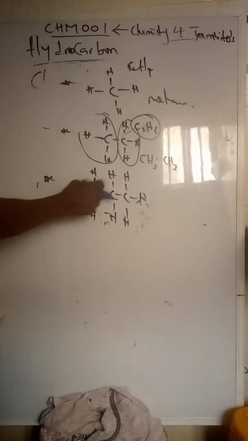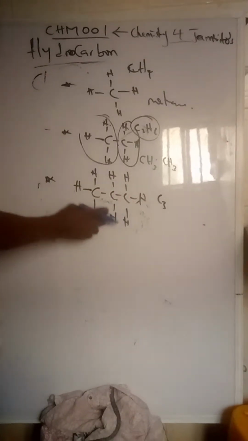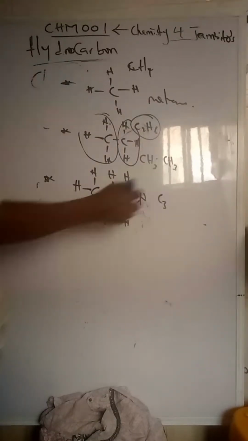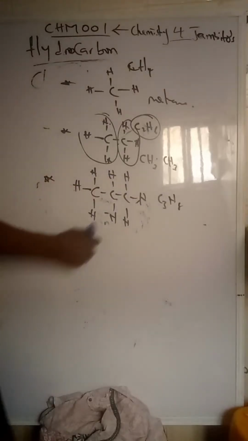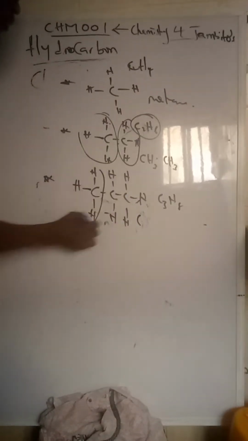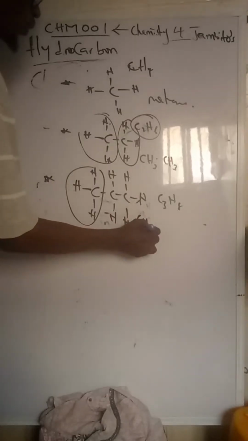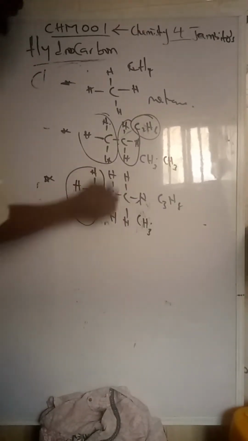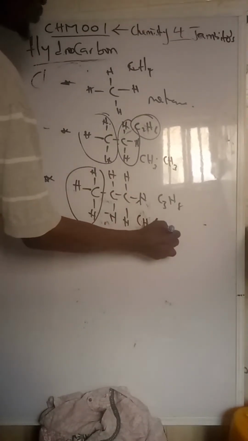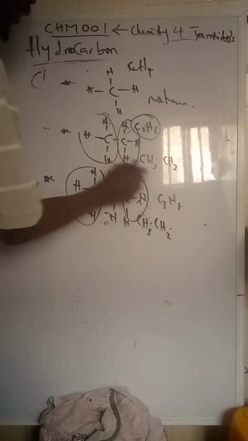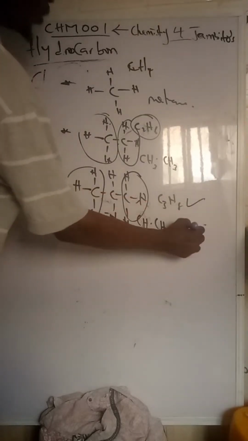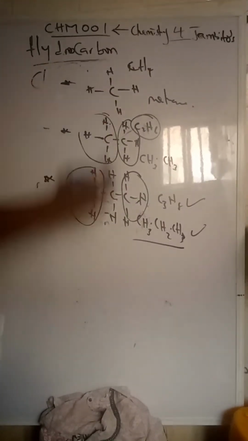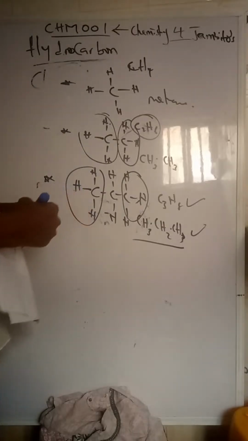Let's count. We have 3C, that's C3. Then how many hydrogen? 1, 2, 3, 4, 5, 6, 7, 8. Having 8 hydrogen. So if you don't want to write it this way, you can also write it this way. From the first, you have CH3. From the middle, CH2. Then from the last, CH3. So it's either you write it this way or this way. Either of the two ways are perfectly okay.